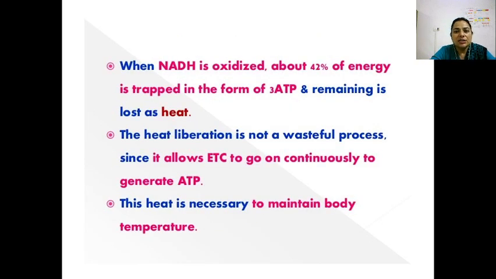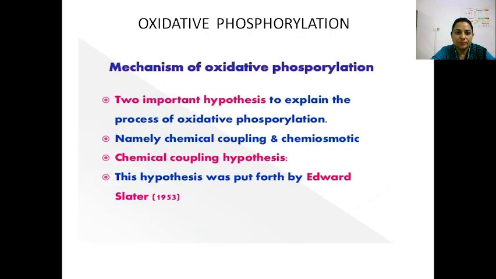When NADH is oxidized, about 42% of energy is trapped in the form of 3 ATPs and the remaining is lost as heat. The heat liberated is not a wasteful process since it allows the electron transport chain to go on continuously to generate ATP. This heat is necessary to maintain the body temperature.